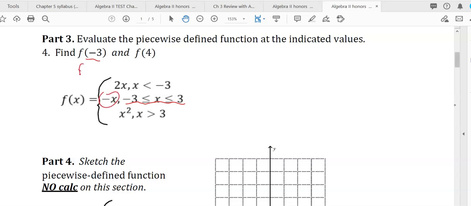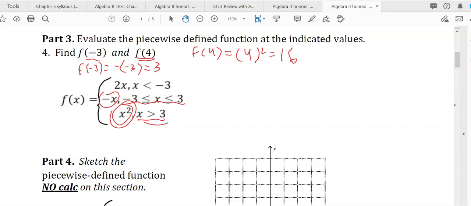So f of -3 would equal negative. Instead of x, you're going to plug in -3, which is +3. So we get +3. Now let's do f of 4. So f of 4, that seems to fit into this domain. So you're going to plug into this function there. So f of 4 equals, instead of x squared, it's going to be 4 squared, which is 16.